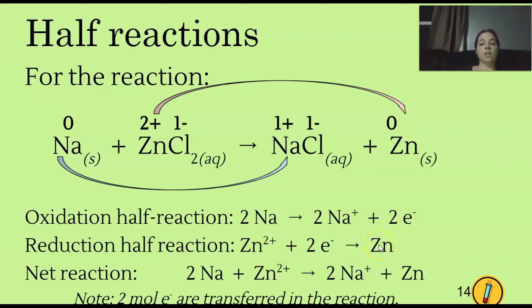Now what am I going to do? Get the net reaction. Cross out the things that are the same on each side, the electrons. Whatever's on this side of the arrow stays on that side of the arrow. Add them together. So you get 2Na plus Zn2+ goes to 2Na+ plus Zn. 2 moles of electrons are transferred in the reaction. We don't have to worry about putting the electrons in.